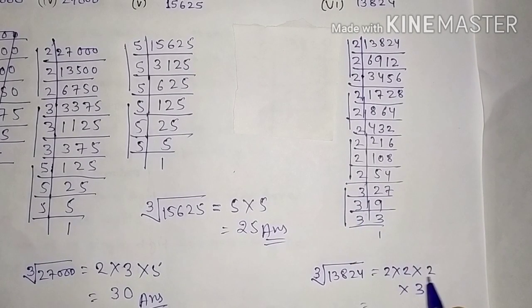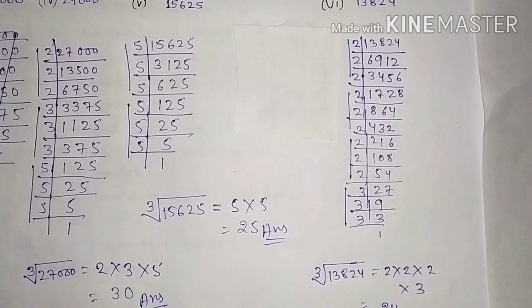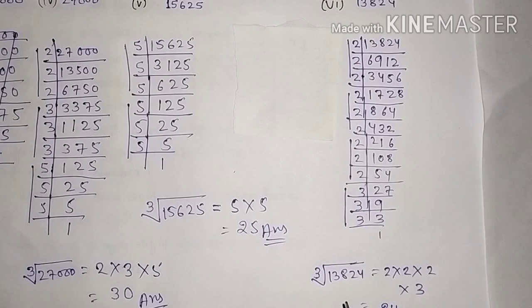Now 2 2s are 4, 4 2s are 8, 8 3s are 24. 24 is the answer, and 24 is the cube root of 13824. Now this is the complete explanation of question number 1. Now question number 2.